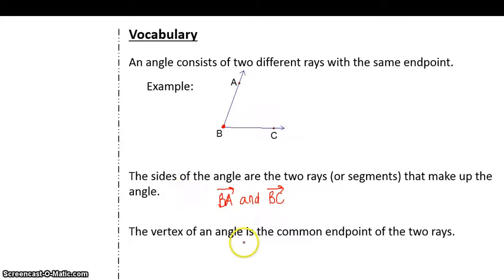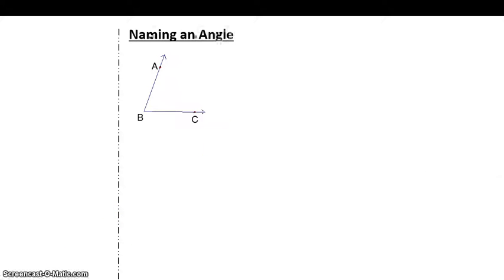Then the vertex of the angle is the common endpoint of the 2 rays. And so notice that common endpoint is point B. So B is the vertex. I always kind of think of it as the hinge, because you can make it bigger or smaller from there around that point. Okay, so that's what we're going to focus on today, are angles.